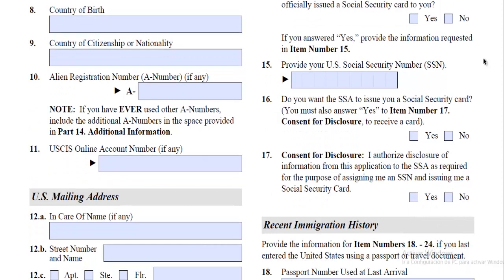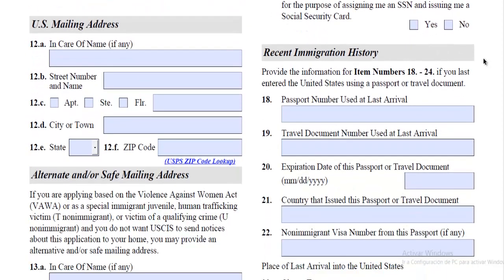For the part on U.S. mailing address and alternate and safe mailing address, on this information, give an address where USCIS can send mail to you. This is important. The in care of line is only for people who have asked others to receive mail for them. Enter the name of the person who lives at the address, if this is the case.